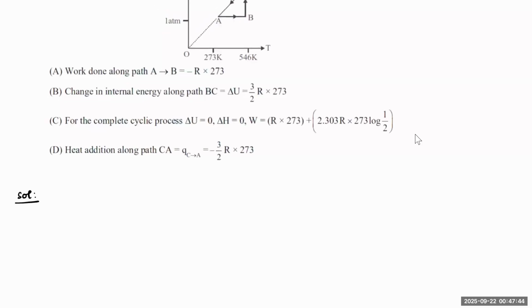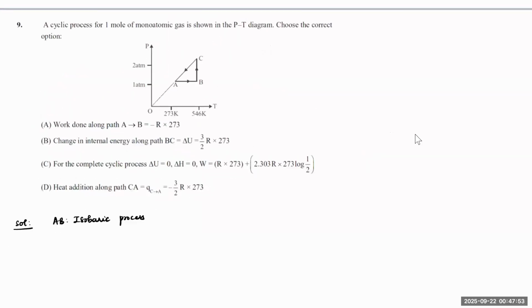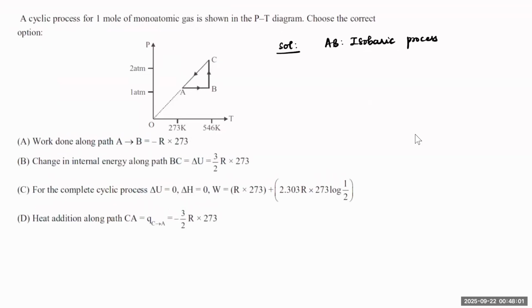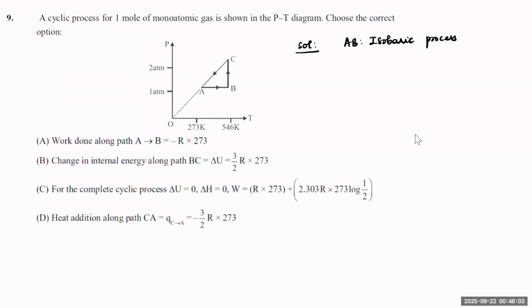If you notice the first option, AB is an isobaric process. Clear? Let me start writing from the right hand side so that you can see that at the same time. So this is an isobaric process. Work done will be equal to minus P into delta V, correct? P delta V can be written as minus NR delta T. And since this is between pressure and temperature, oh, sorry, this is temperature.